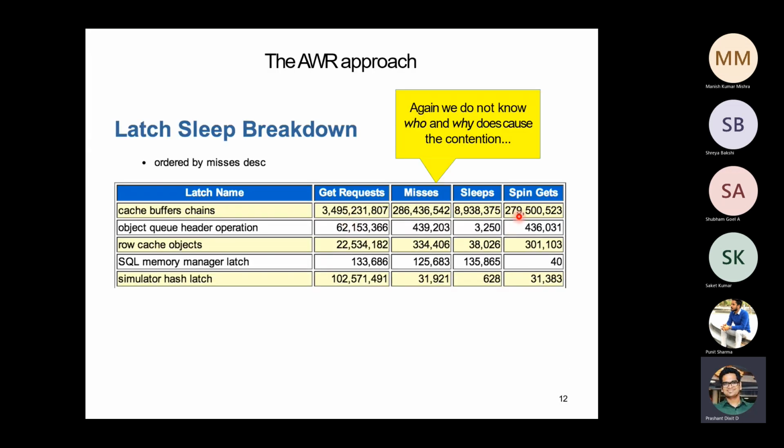Once that limit is crossed, it will go for a sleep, which is when the operating system helps the process to be in a sleep state. That is why it's important to check the latch sleep breakdown. This statistic clearly says this latch called cache buffer chains got this many requests, which is very, very high, and most of them actually missed. It also goes to sleep state many times and goes through the spin gets. That means of course there is a problem: sessions are not able to immediately get the latch. That is pretty much clear from this stat.